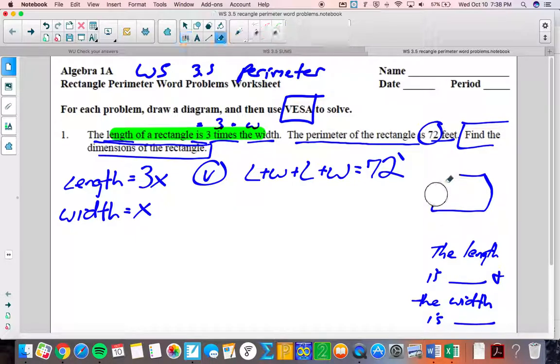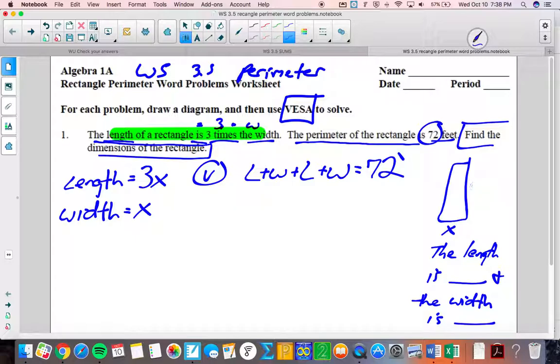If the width is x, the length is 3x, and the width across from it is x, and the length across from the other length is 3x, because opposite sides of a rectangle are the same. Now let's substitute in 3x for the L and x for the W, but realize we have to add the length twice and the width twice. I'm going to drop the feet, but when I answer my question, I will go back and state that those are in feet.